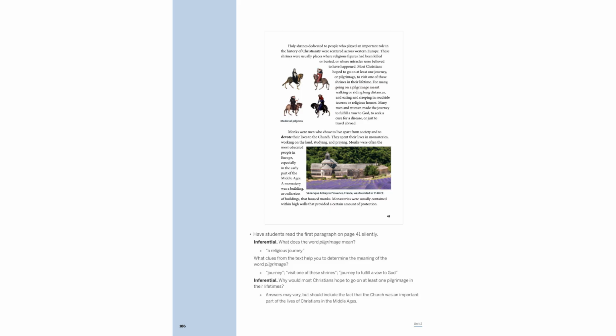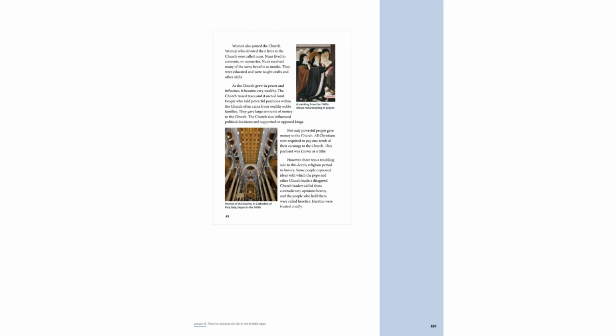Christians undertook these journeys to fulfill vows, seek cures, or explore. Monks, living in monasteries, devoted their lives to the Church, engaging in study and prayer, and were among the most educated in early medieval Europe. Women who joined the Church as nuns lived in convents, receiving education and learning crafts.